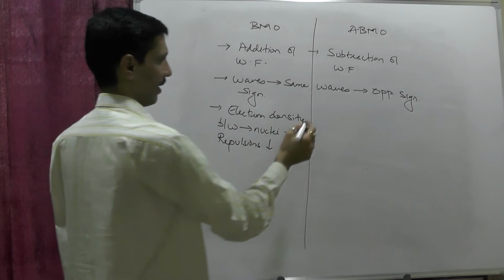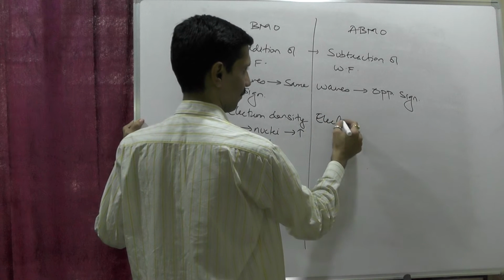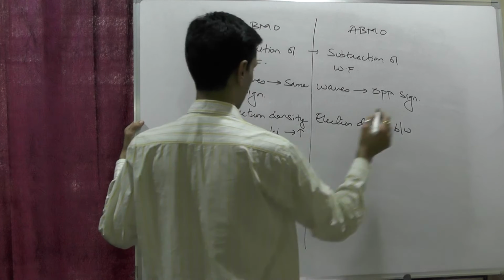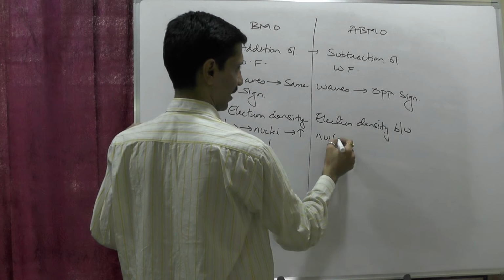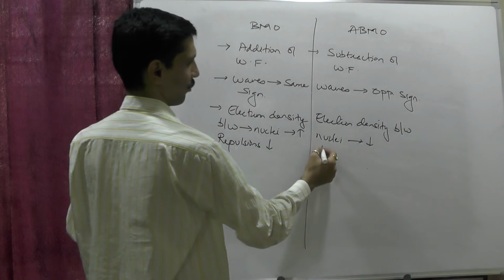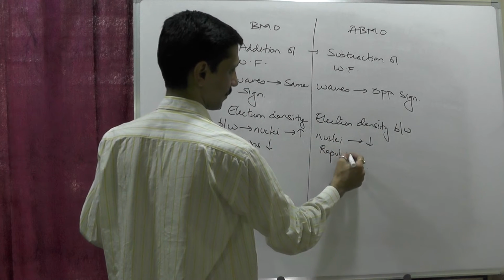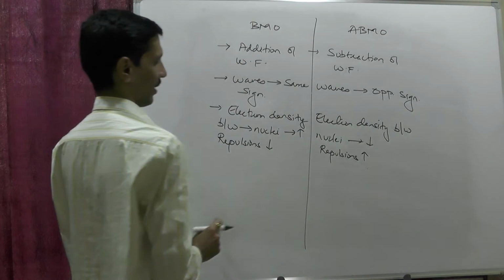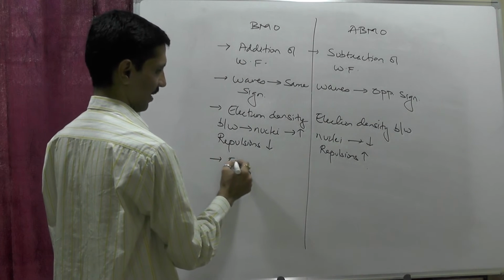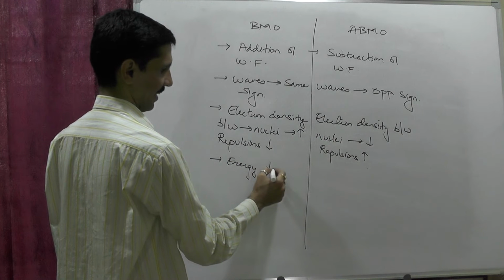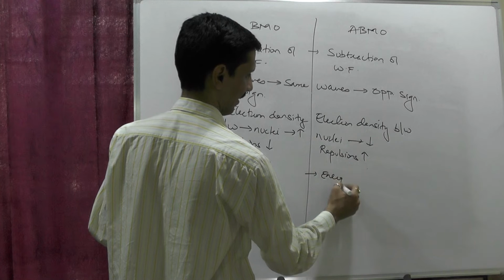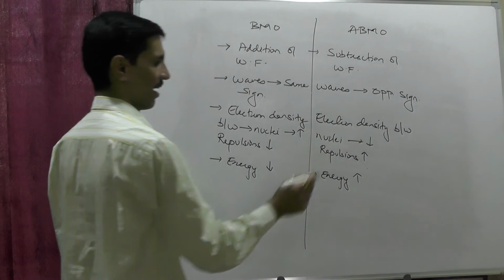Okay, here we will say the electron density between the nuclei is going to be, actually we have to say nil, but I am just using the symbol word that is less. Therefore the repulsions are going to be high. Now repulsions are related to energy, you know that very well. So the next point is the energy is less for the bonding molecular orbitals. Here we say the energy of the bonding molecular orbitals is high.